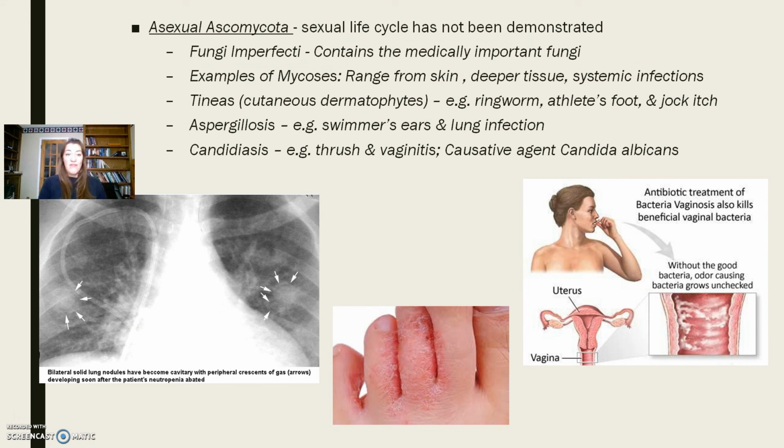Okay, so we have fungi imperfecti, which contains the medically important fungi. We also have different examples of mycosis, ranging from the skin to deeper tissue, different infections of the body. You have tinea, which is the cutaneous or dermatophytes right here. It's like ringworm, athlete's foot, jock itch, anything like that in the superficial area. You also have aspergillosis, which is swimmer's ear and lung infections.